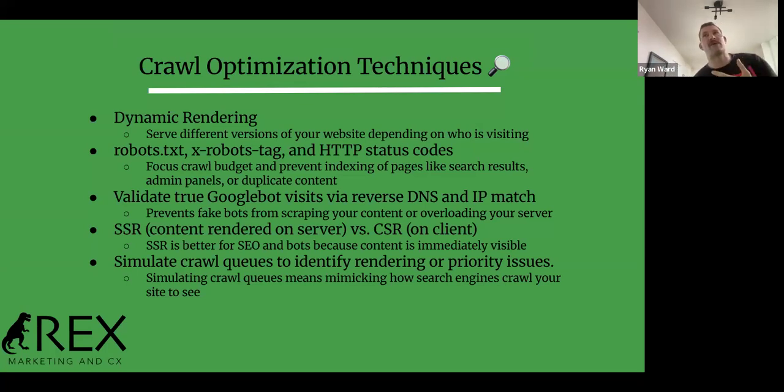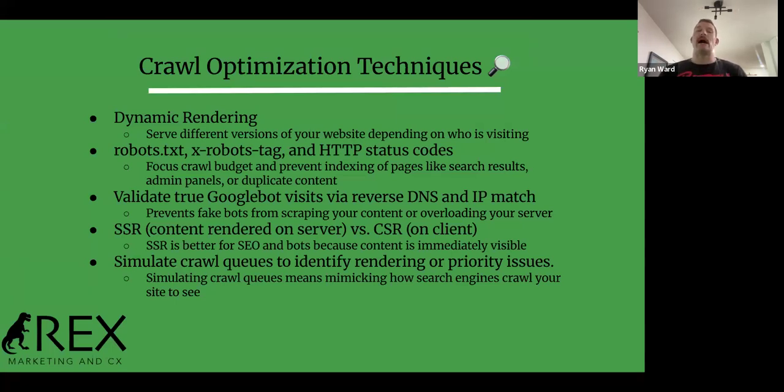For example, things that you might want to exclude from crawling to manage your crawling threshold would be maybe blocking internal pages, admin panels, duplicate content that you potentially have, and so forth. Additionally, validate Googlebot visits via reverse DNS and IP match.